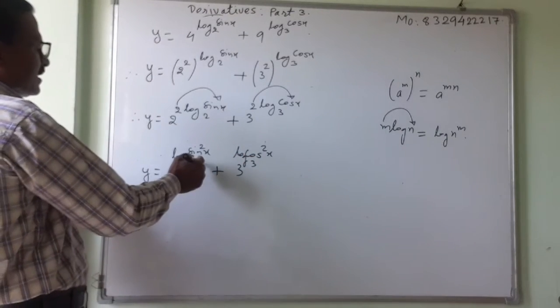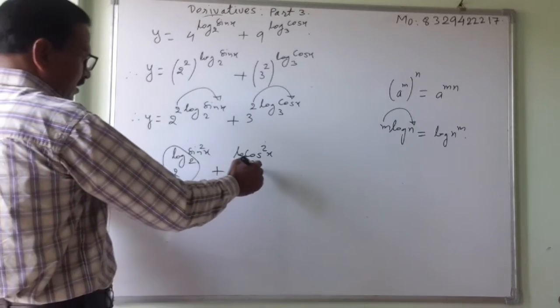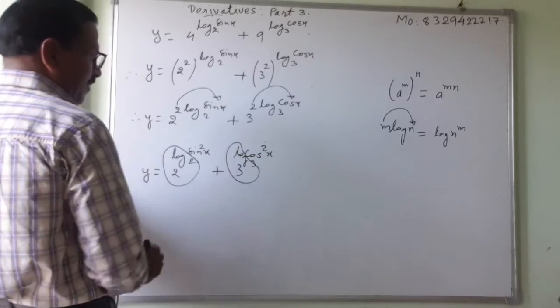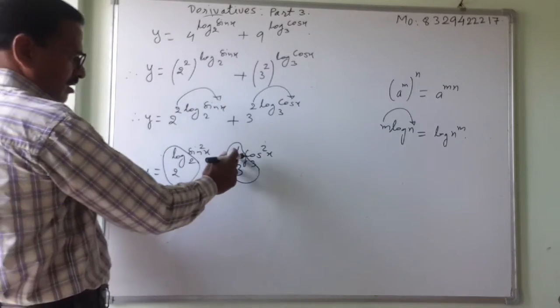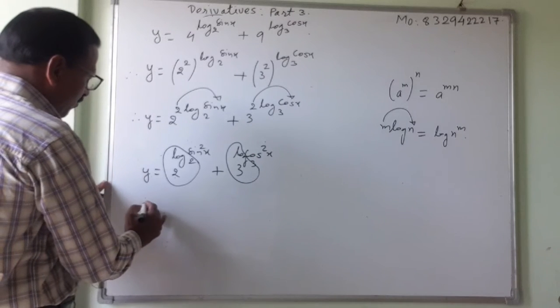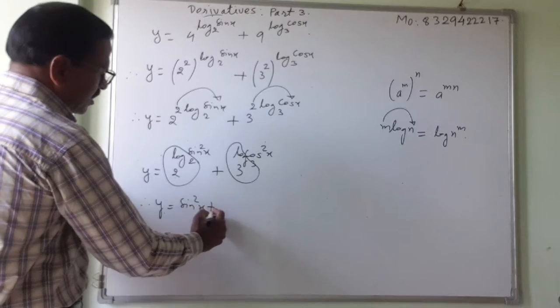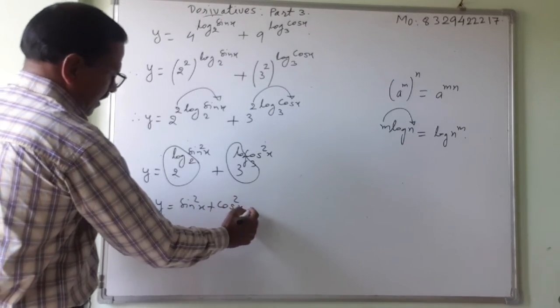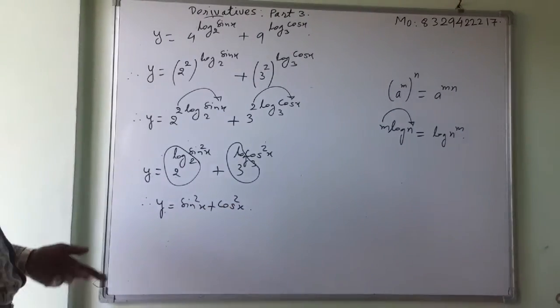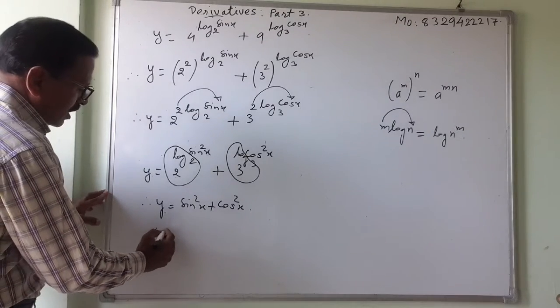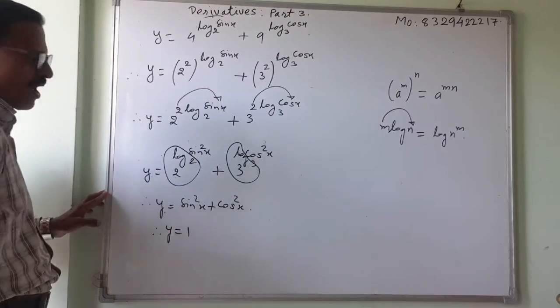Now check it, this is same. This much part is same. So that will cancel. This log will go. Therefore y is equal to sin square x plus cos square x. Sin square x plus cos square x is how much? 1. Y is equal to 1.